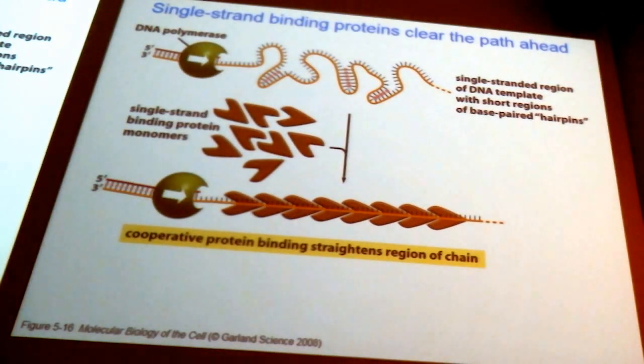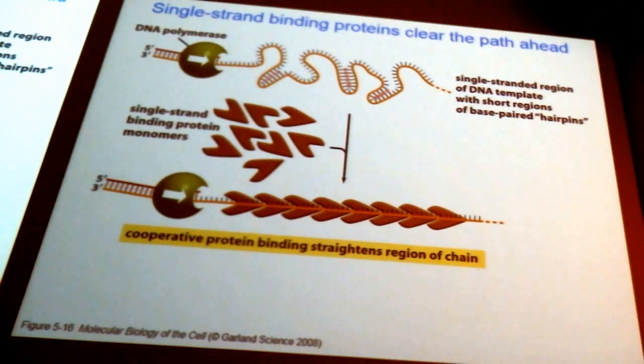Now, if you unzip a lot of DNA, then you have a lot of single-stranded DNA that's generated. And when you have single-stranded DNA, it can anneal with itself to form short base-paired structures. And when the polymerase comes along to replicate, that could be a hindrance. So there is a solution for that as well in biology, which are the single-stranded DNA binding proteins.